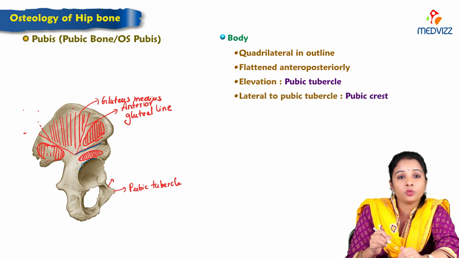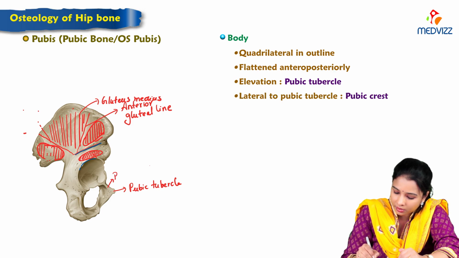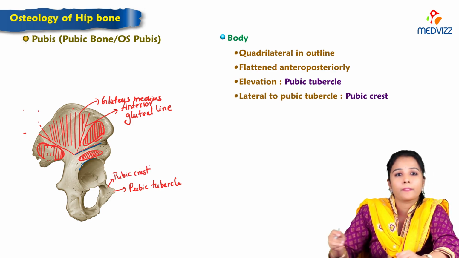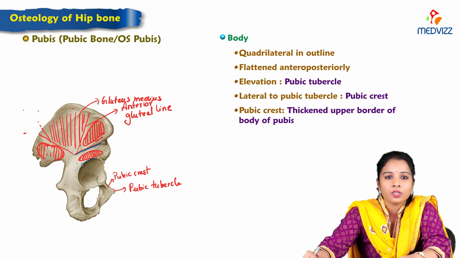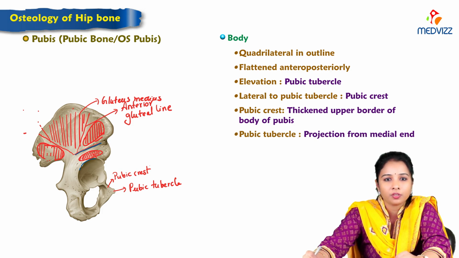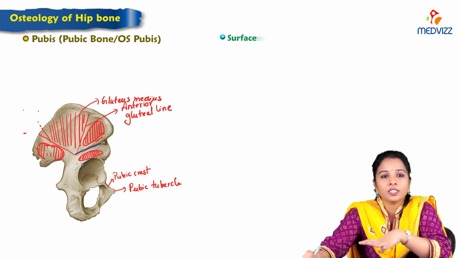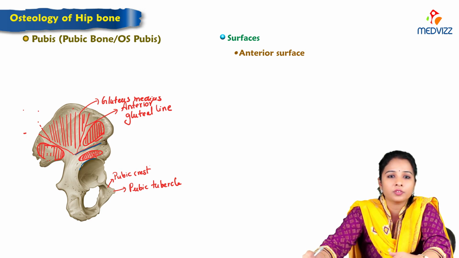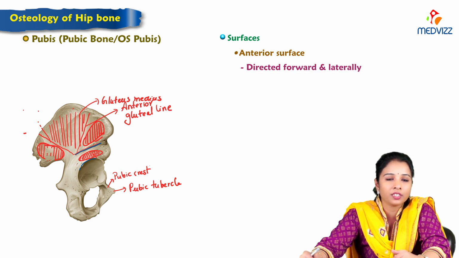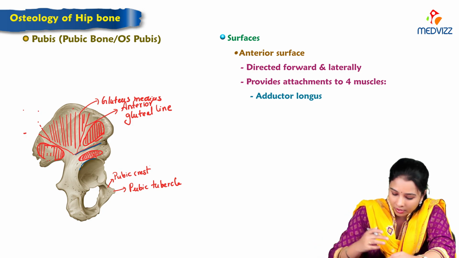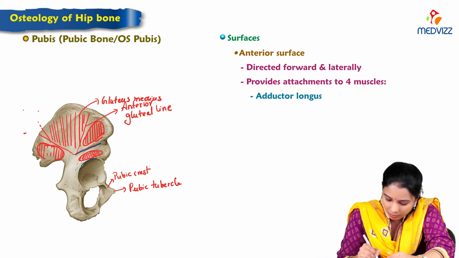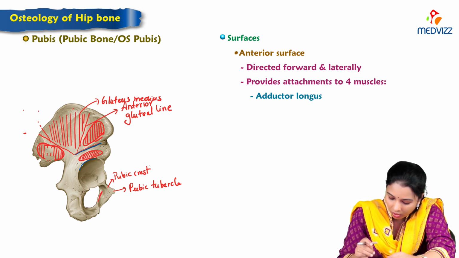And lateral to the pubic tubercle, the elevation is called the pubic crest. So the pubic crest is the thickened upper border of the body of the pubis, and the pubic tubercle is the projection from its medial end. So what we are seeing is the anterior surface, which is the femoral surface of the pubis. It is directed forwards and laterally and it provides attachment to four muscles. So adductor longus, which is a rounded tendon. Already we saw the adductor longus getting origin from the ischiopubic ramus. The same thing, it extends till here. So adductor longus.